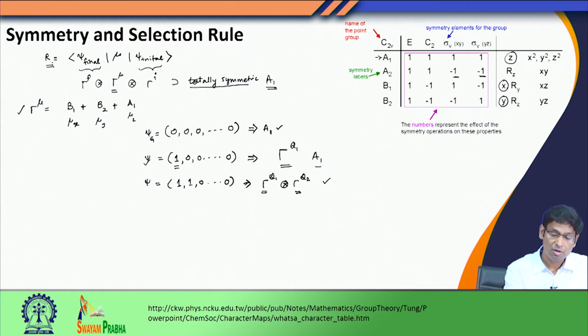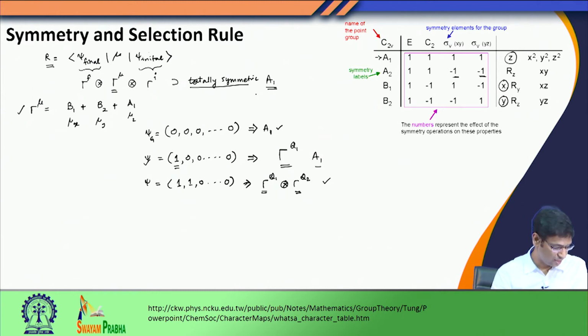So, I now know how to get the symmetry of the initial state, how to get the symmetry of the final state, and how to get the symmetry of the dipole moment operator. When I take the direct product of these, I should get the totally symmetric representation. Only then will this particular transition be infrared allowed or IR active, otherwise it is not.